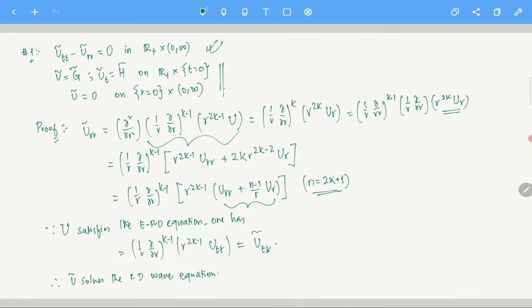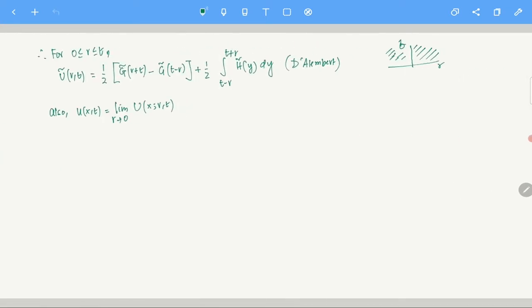Yeah, t is fixed, I mean for any t that happens. So essentially this is true. Okay, now what we are going to do is, you see, u tilde of r,t, that is essentially (1/r ∂/∂r)^(k-1) of r^(2k-1) capital U(x, r, t). Clear?